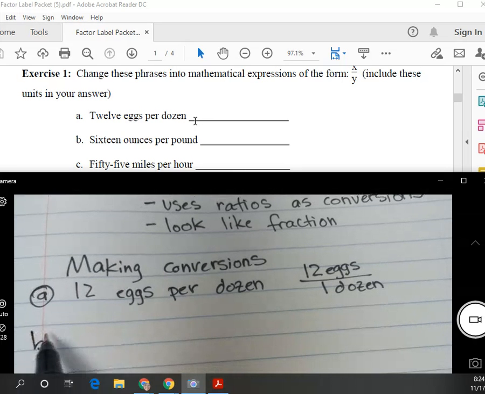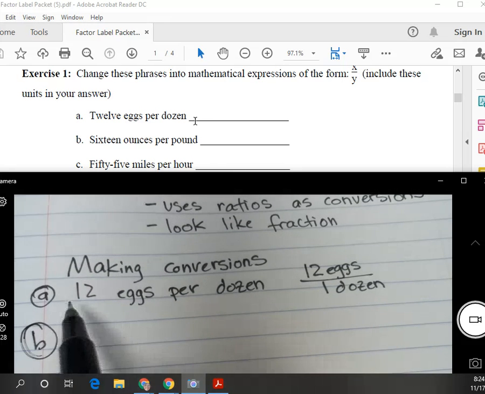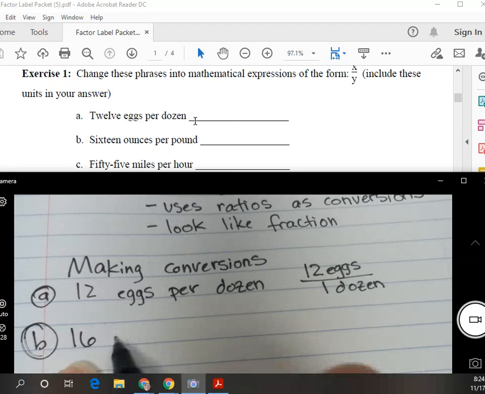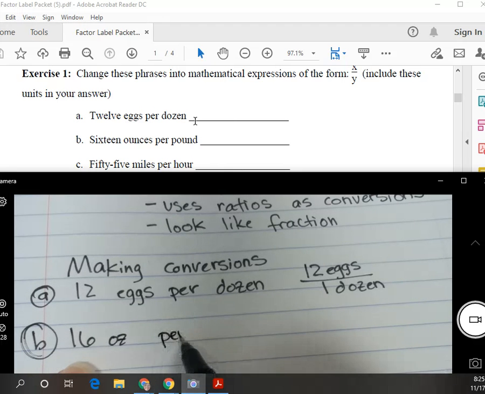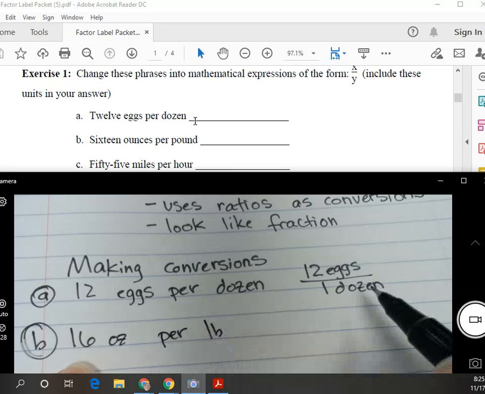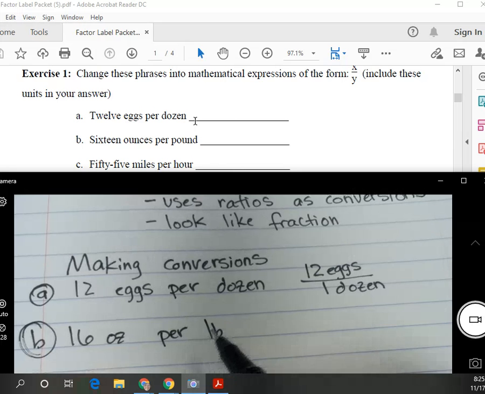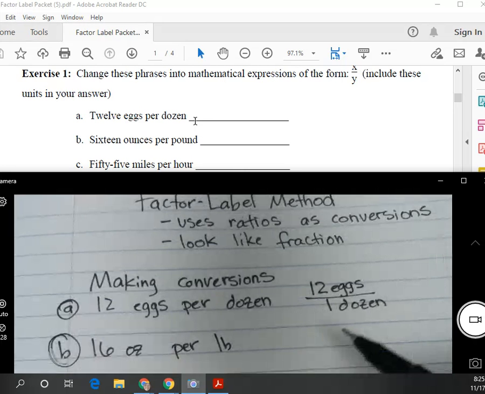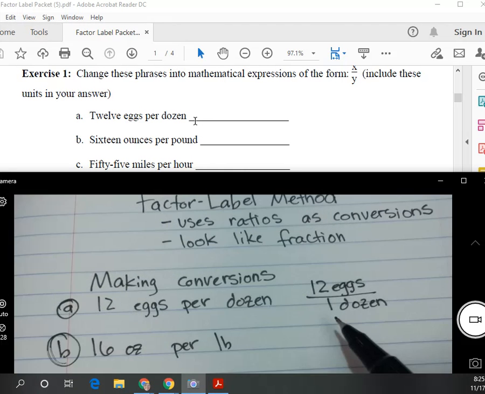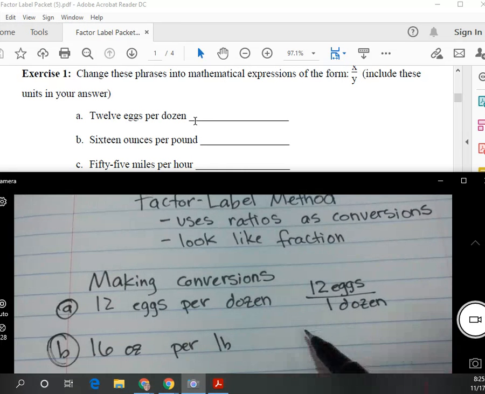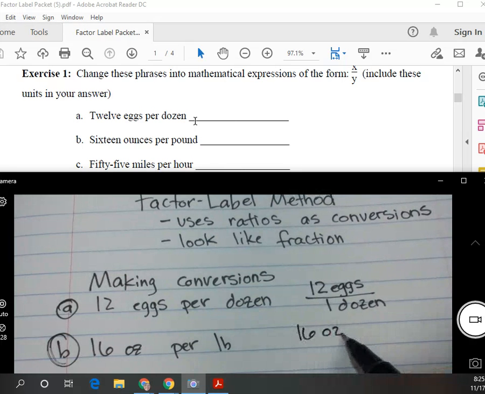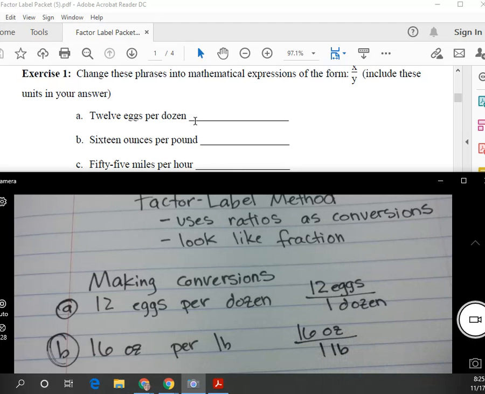And then let's look at B. 16 ounces per pound. Notice there's no 1 on the pound, but when we just say pound, we know that it's one pound. And so that would look like 16 ounces over 1 pound.